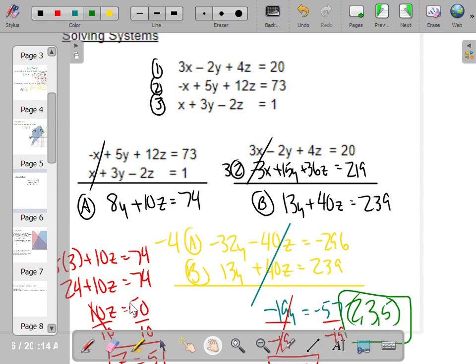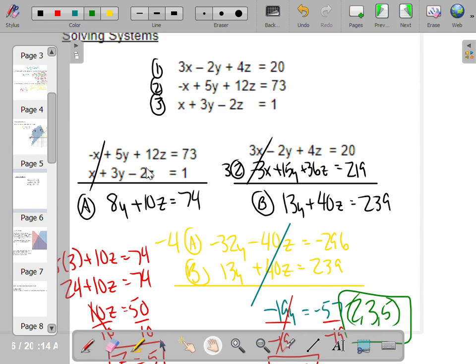Does that equal 73? Uh-oh. What did I do? I typed something in wrong. Oh, I forgot. Okay, opposite of 2. Try it again. Plus 5 times 3 plus 4 times 5. Does that equal 73? 33.